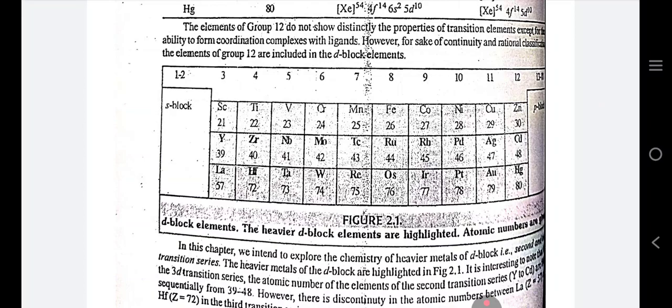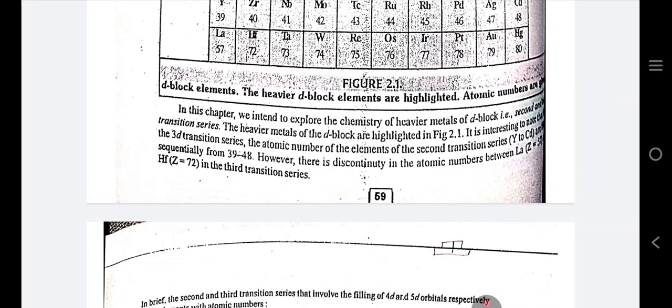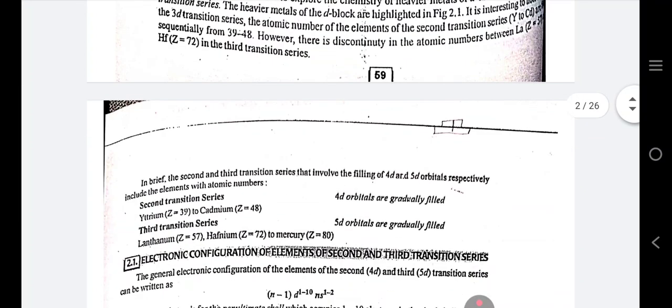However, for sake of continuity and rational classification, the elements of group 12 are included in the D block elements. In this chapter, we intend to explore the chemistry of heavier metals of D block, second and the third transition series. The heavier metals of the D block are highlighted in figure 2.1. It is interesting to note that in the 3D transition series, the atomic numbers of the elements of the second transition series run sequentially from 39 to 48. However, there is discontinuity in the atomic number from lanthanum 57 to hafnium 72 in the third transition series.